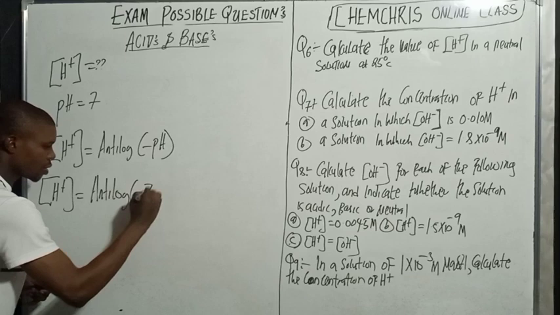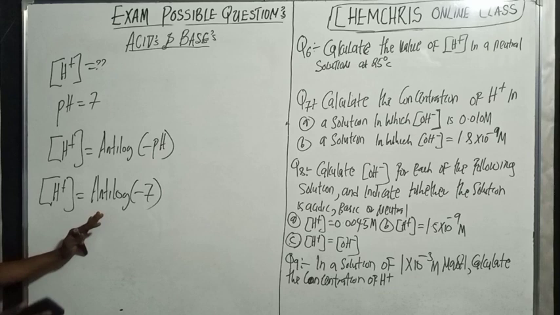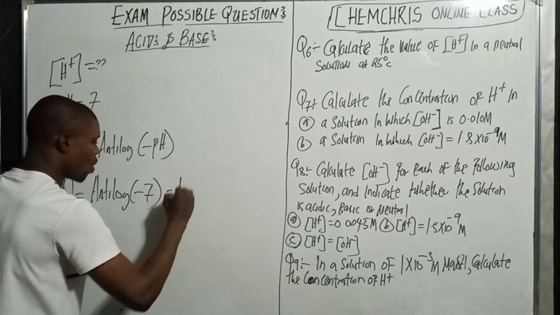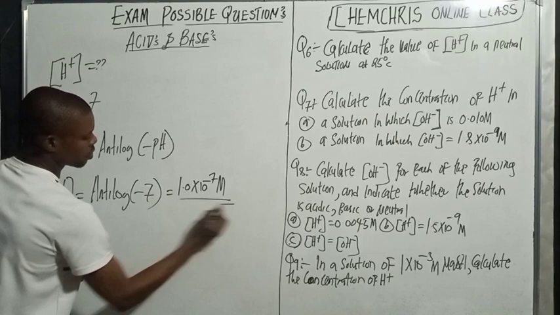So how do you get your antilog? Your calculator has the function here: shift log. So press shift log, minus 7. So the answer is 1.0 exponential minus 7 molarity. That is the answer. Do you understand?